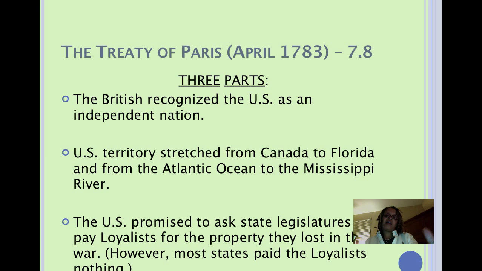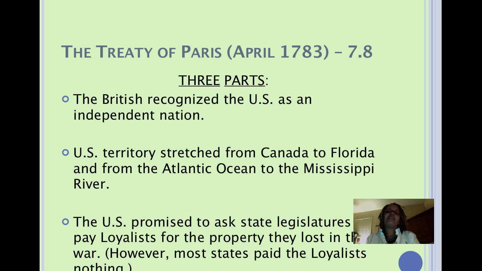Secondly, the U.S. territory would stretch from Canada all the way to Florida, and then from the Atlantic Ocean to the Mississippi River. So half of the United States, or over half of the United States, was still controlled by other countries. Like Spain was out there, France was out there, but everything from the Mississippi River east and then from Canada south would all be controlled by the United States.